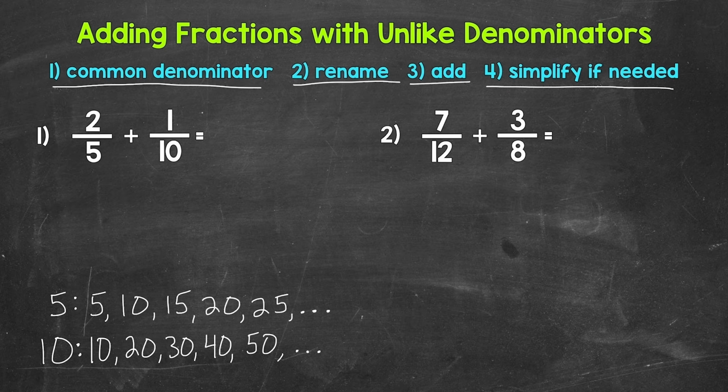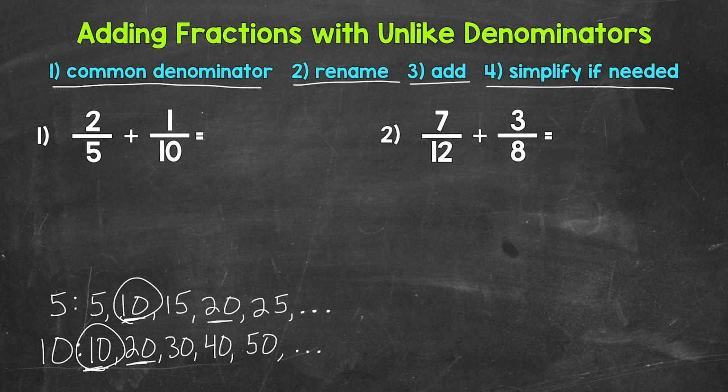So looking at our lists of multiples, do we have any in common? Yes, 10 and 20. And really, these will have an infinite number of common multiples. So what we want is the least common multiple. Now we can use any common multiple, but the least common multiple makes things simpler. That's going to be 10 here. So that's the common denominator that we are going to use. And more specifically, that's the least common denominator.